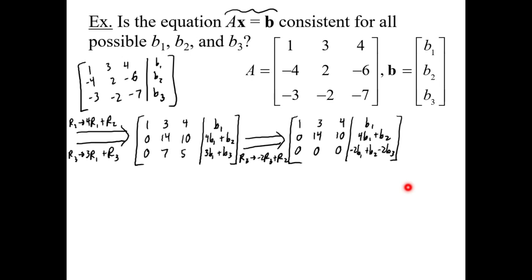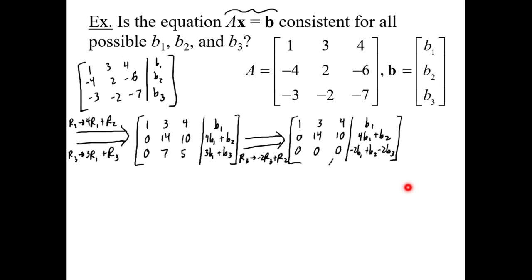Negative 2 times the bottom row plus the second row. Yeah, I believe that's correct. Okay, so now the question we have to ask, again, is this equation consistent for all possible b1, b2, and b3? And the answer is no, it's not.